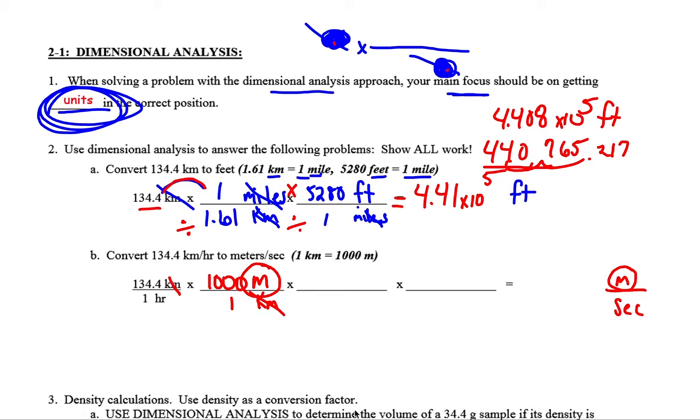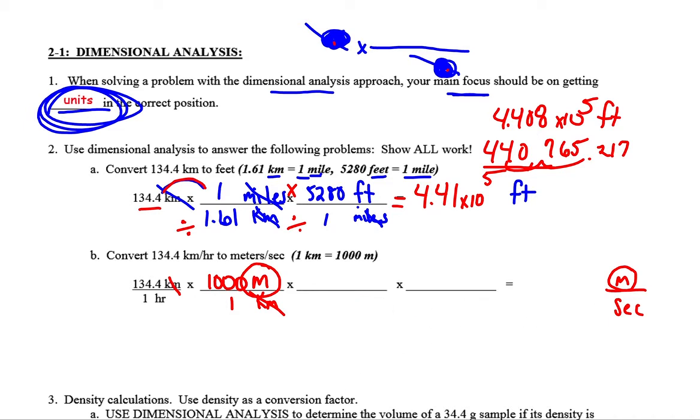Now what I'm going to focus on is my bottom unit, my hours. I want hours to turn into seconds. If I put hours down here, they're not going to cancel. They're going to end up giving me hours squared, which is not what I want at all. So I don't want to put hours on the bottom.